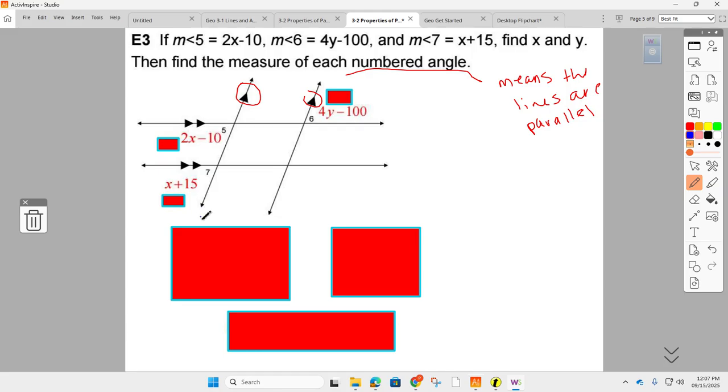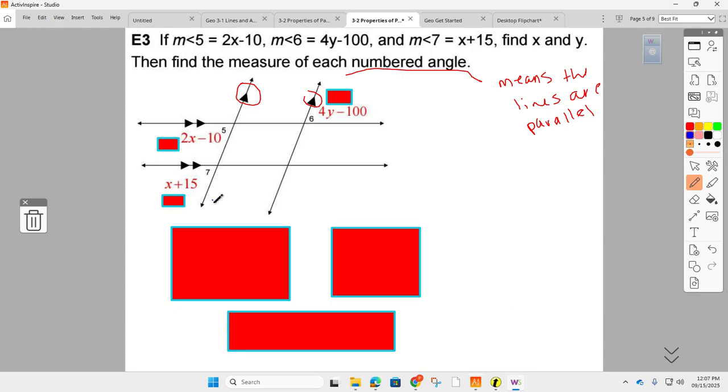One of each. That's right. The 5 is in between these two lines, so we're going to treat this line as our transversal. That means that angle 5 is in between the lines, but angle 7 is outside. So what is it called? What is the pair of angles we learned about? One's inside and one's outside.